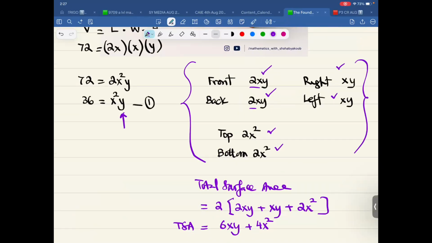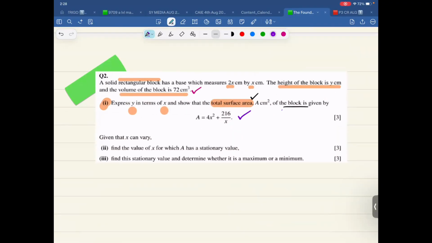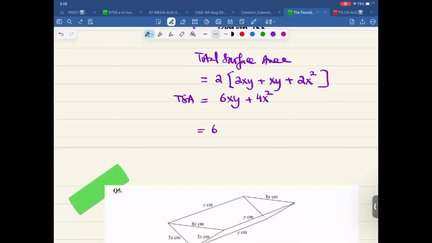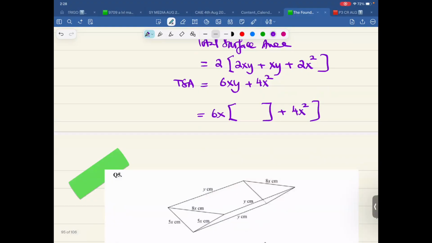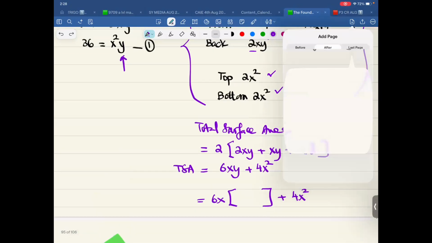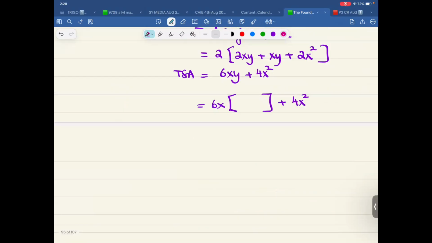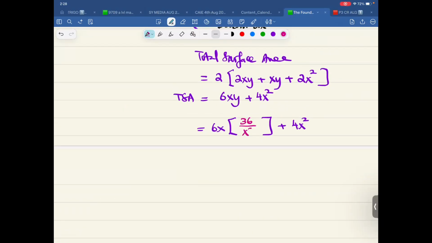But they don't want y over there. They want x. They are saying that the area is in terms of x only. So if it's in terms of x only, then what should I do? I should remove the y, that is 6x into y plus 4x square. Let me add a page over here. And what is y over here? If I make y the subject, that is 36 over x square.